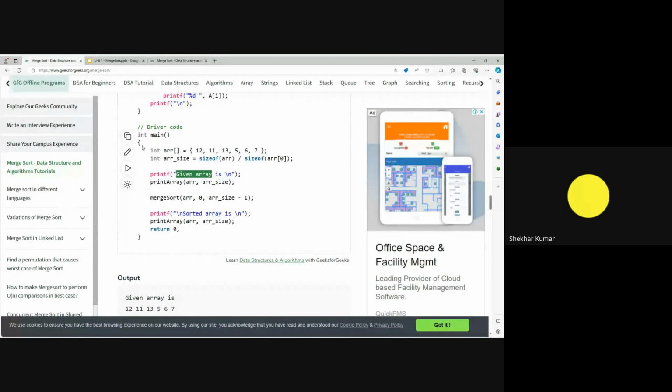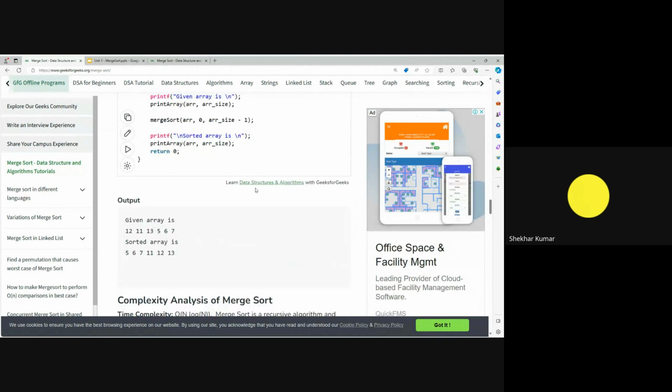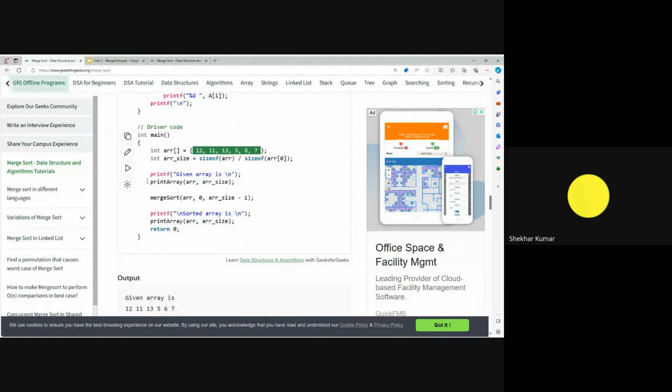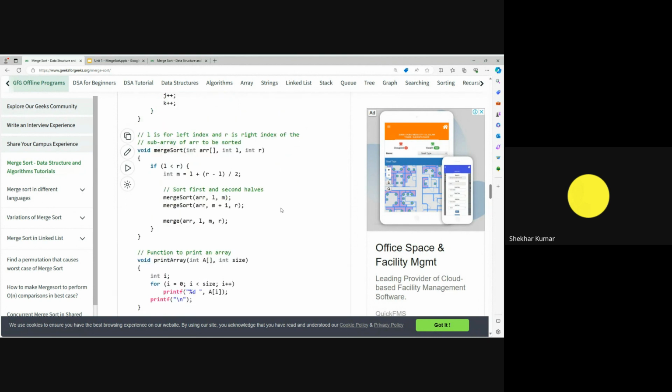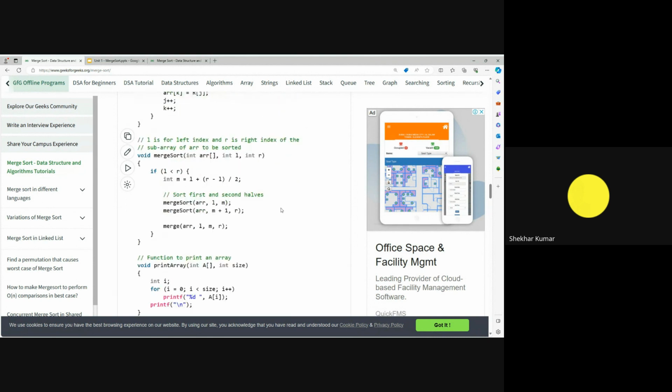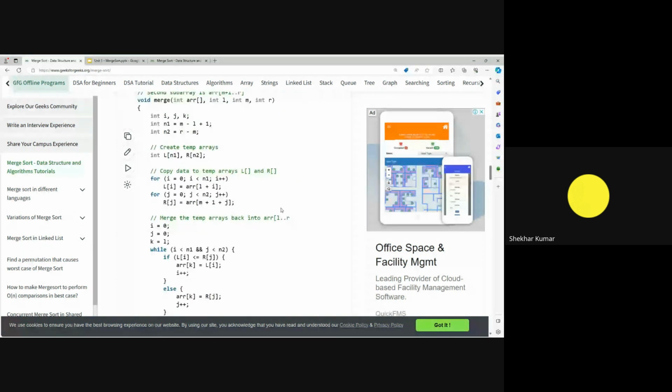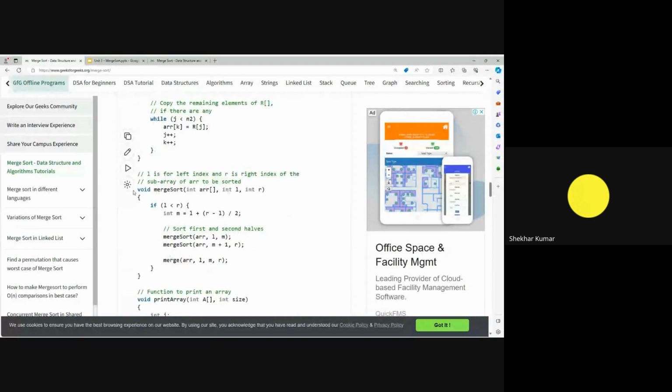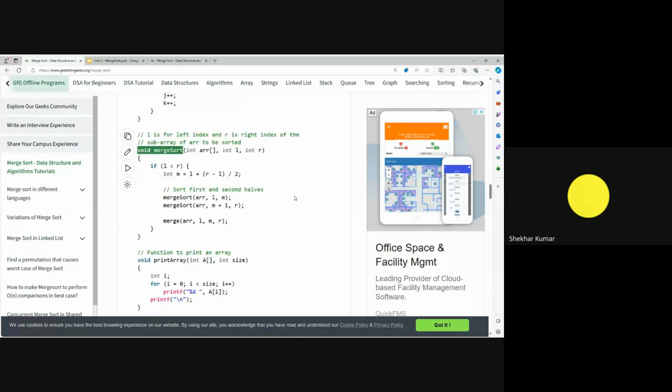Here is the main function, int main. These are the elements which you want to sort in ascending order. Here this is a function called merge sort. After calling the function, it will jump to this function, void merge sort.